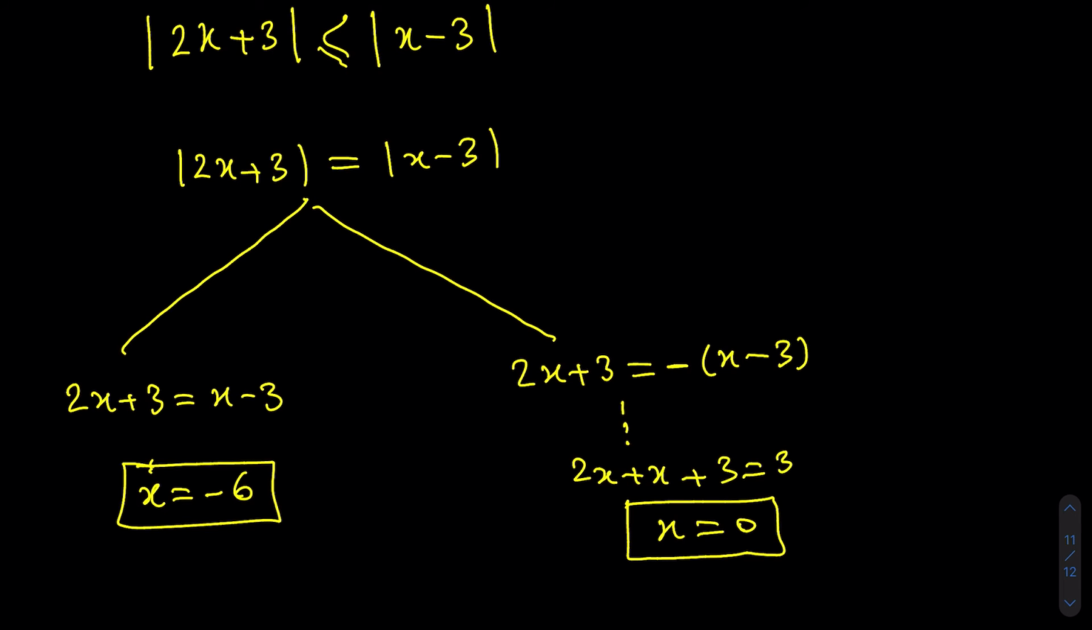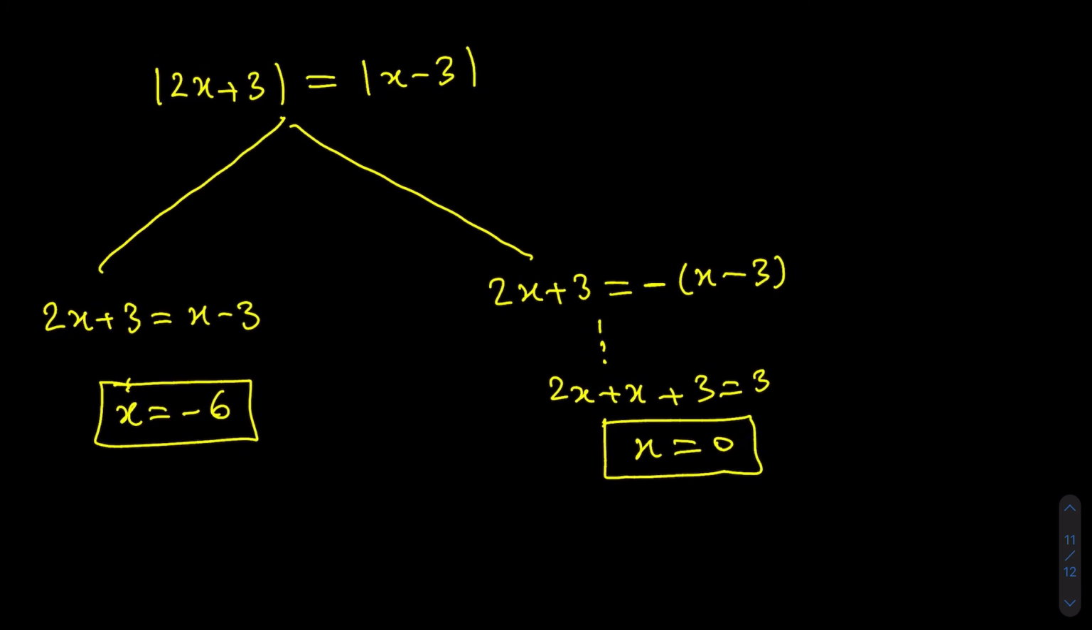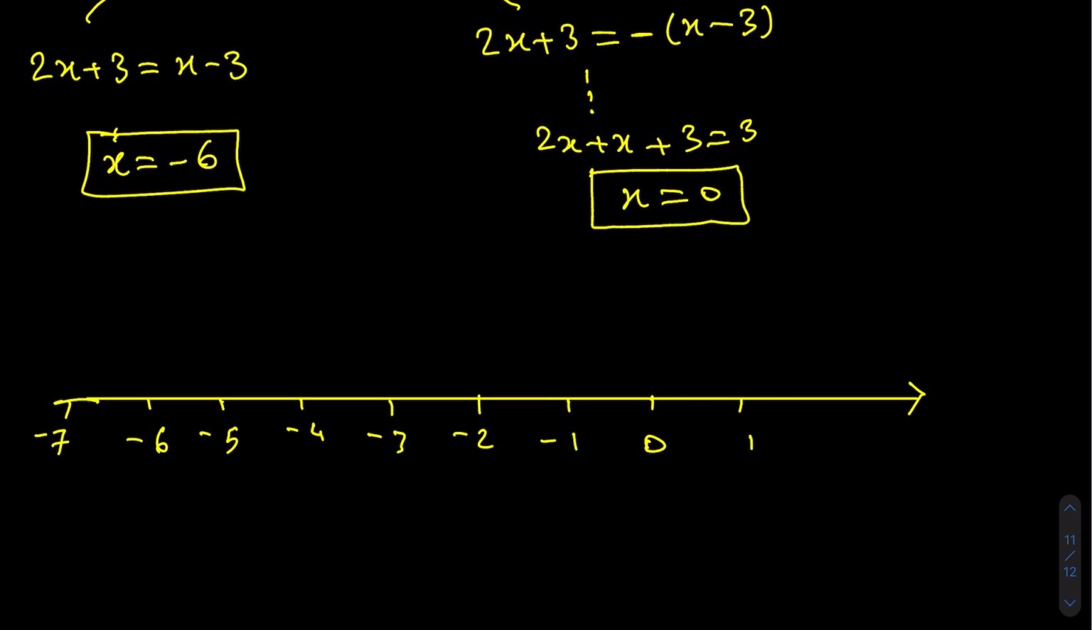If they do not satisfy the inequality, then even though they are critical values, they are not included in the answer. So therefore, since they are included in the answer, we just mark them by a solid circle. It means a filled, colored circle. This is 0 and this one is -6.